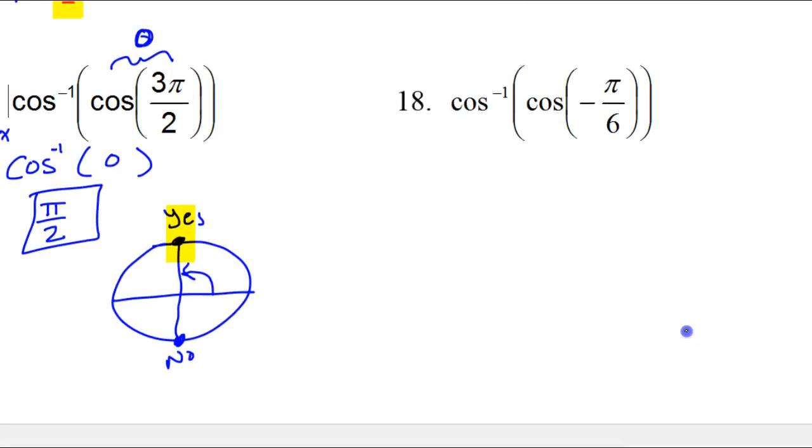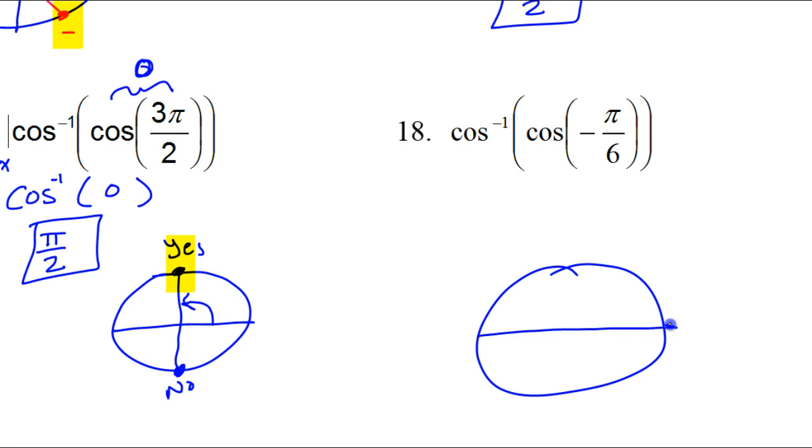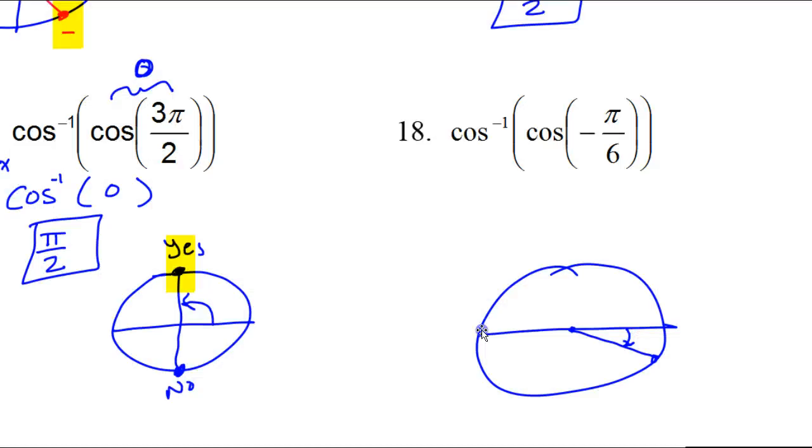Okay, I think we are at the very last one. Again, I cannot just cancel these out and put negative pi over 6, because negative pi over 6 is right here. There's negative pi over 6, and that angle is not in the defined range for inverse cosine. So instead I have to think a little bit more.